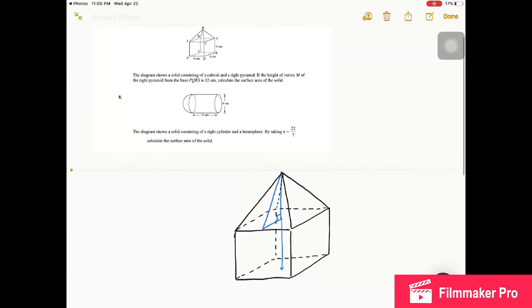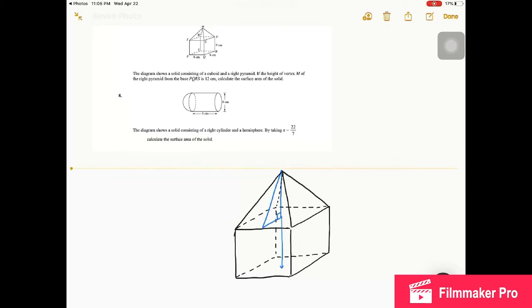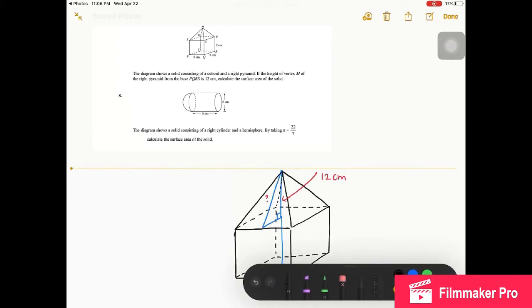Okay, so the height of vertex M of the right pyramid from the base PQRS is 12. The one that I shaded with the blue line is the height of the whole solid, so it is 12 cm. So why does the question give us this? Because we have to find the height of the triangle. So we have to find the height here.